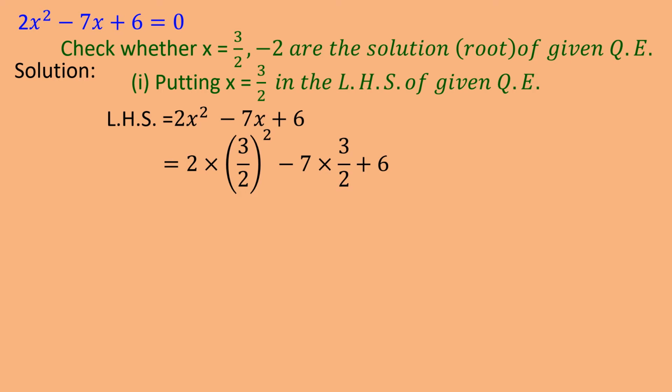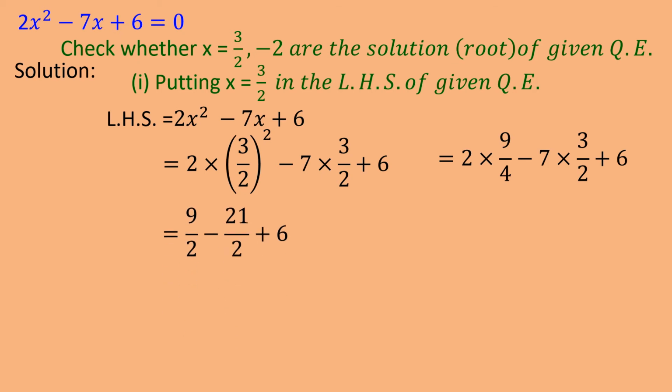If you see, the quadratic term is 2x square, so 2 into the x value, 3 upon 2, whole square. Our linear term is minus 7x, so minus 7 into 3 upon 2, and the constant term is 6, so I wrote it as it is. When I simplify further, I get 2 into 9 upon 4, because 3 upon 2 whole square is 9 upon 4, minus 7 into 3 upon 2 plus 6. Further simplified, 9 upon 2 minus 21 upon 2 plus 6.